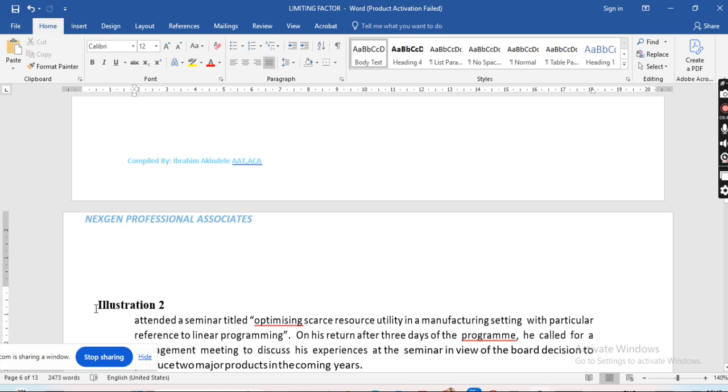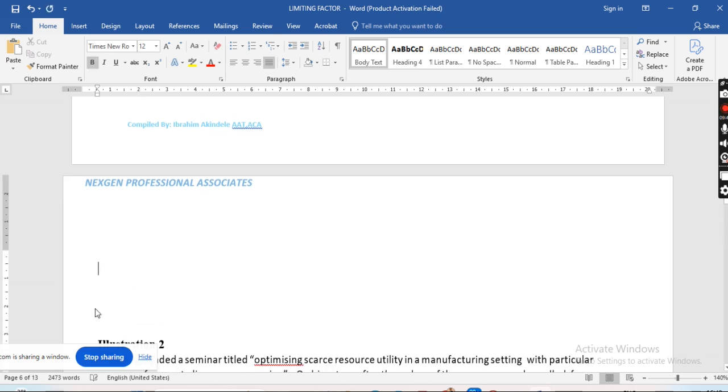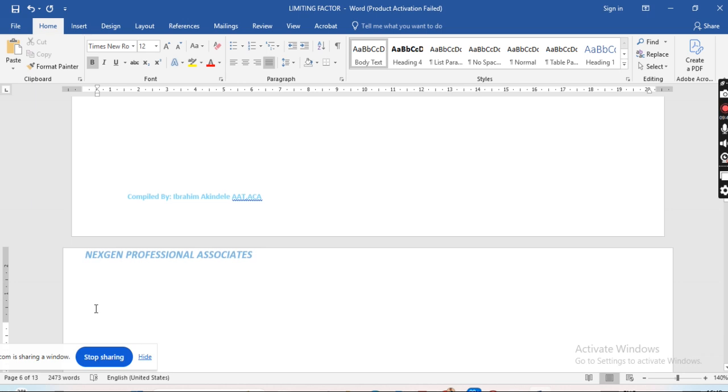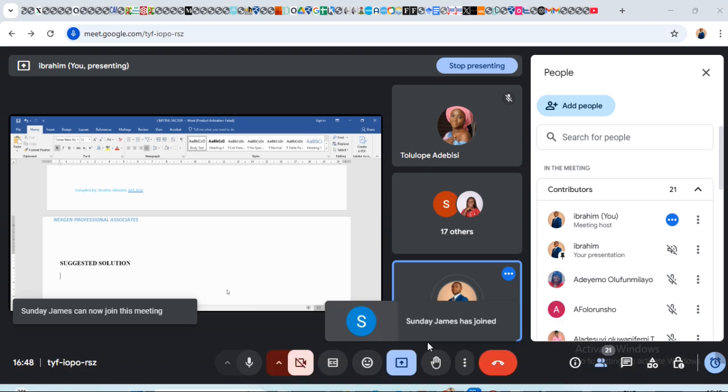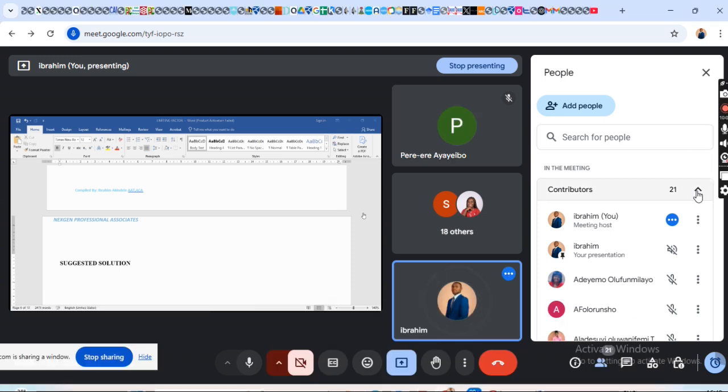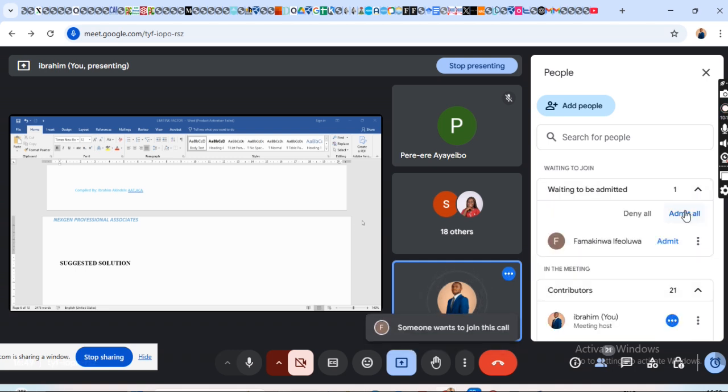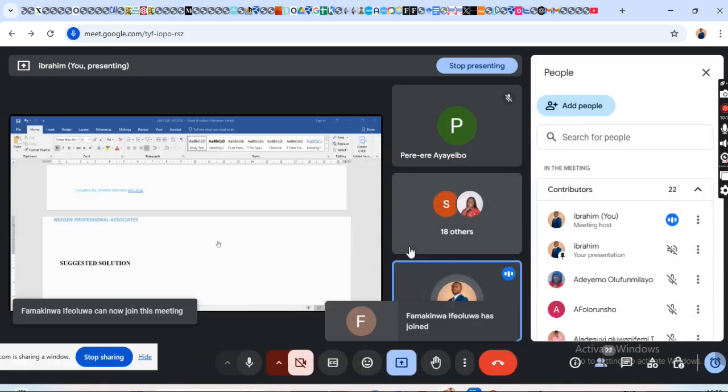Suggested solution. So the first thing, based on our steps, right? Based on our steps, we should identify the scarce resources by comparing what? Who can tell me? From our steps. Step one. Identify the scarce resources by doing what, class?